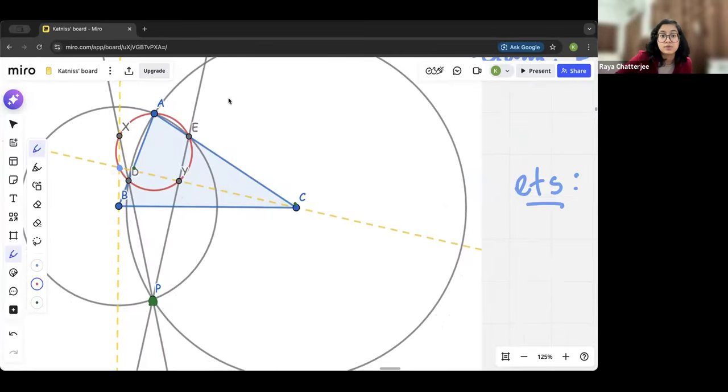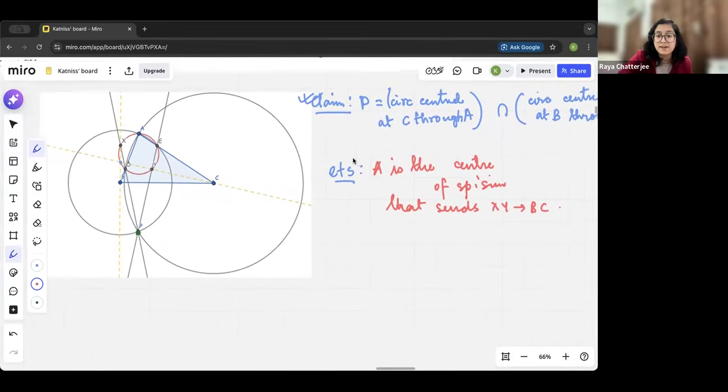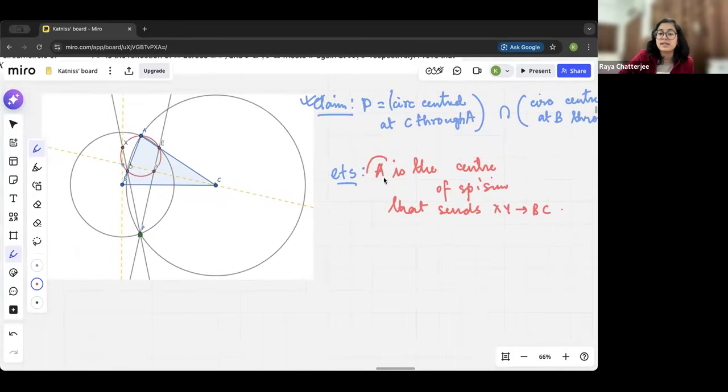So I meant that it is enough to show that A is the center of spiral similarity that sends XY to BC. And why is this? Because if it sends XY to BC, that means X to B, Y to C, right? So the intersection of YC and XB is going to lie on this circle, and that is what we want to prove. Yeah, got it. Okay.